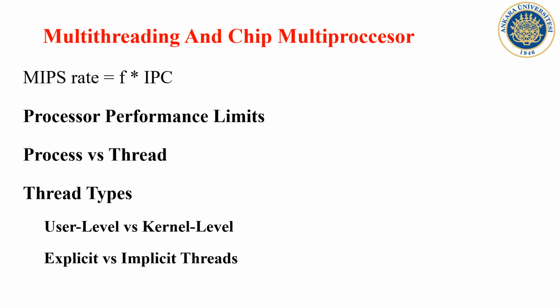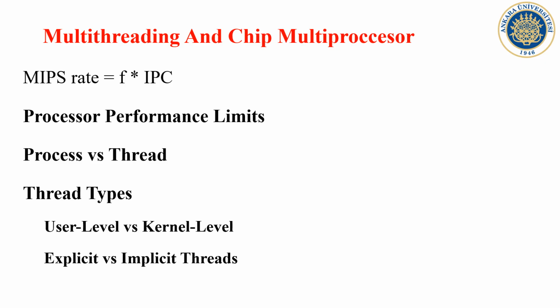Processor performance is mainly determined by clock frequency and number of instructions completed per cycle. To improve performance, designers increase clock speed or IPC using techniques like pipelining and superscalar architecture. However, this solution increases hardware complexity and power consumption, and they are reaching practical limits. Because of this, a different idea emerged.